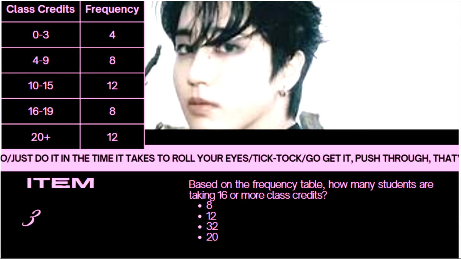Based on the frequency table, how many students are taking 16 or more class credits? Our cutoff is going to be right here, 16 or more. So all we do is add the frequencies, 8 and 12, which gives us 20. So our answer is right here.